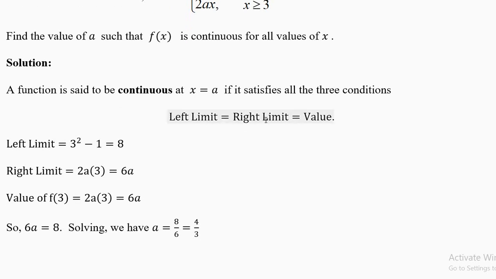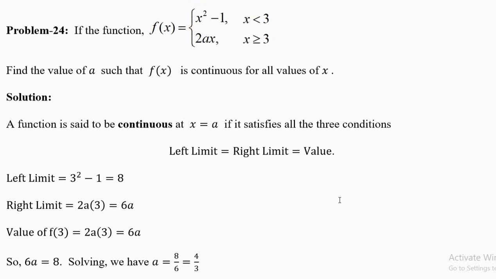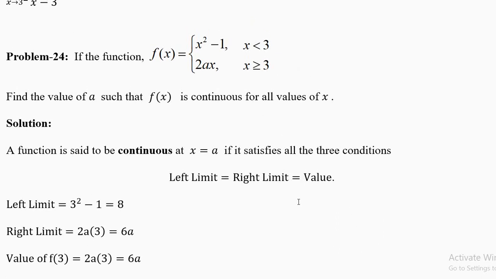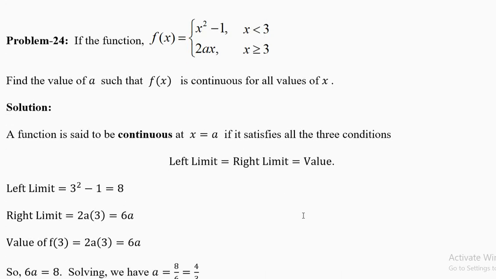So left limit equal to right limit equal to value. So 6a equal to 8, a equal to 8 by 6 equal to 4 by 3. No need to write 1.33. You can just write 4 by 3 and stop. So what we have done is we have used this idea, left limit equal to right limit equal to value. If the three are different or two are different, then the function is not continuous. We want the function to be continuous, so we find a value of a.